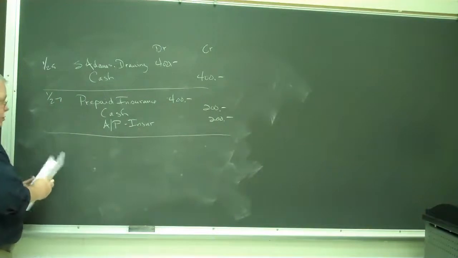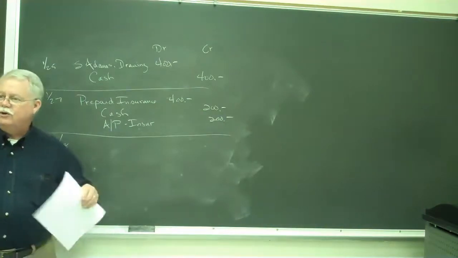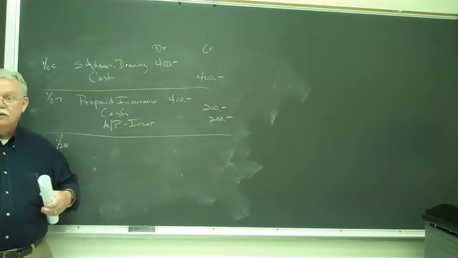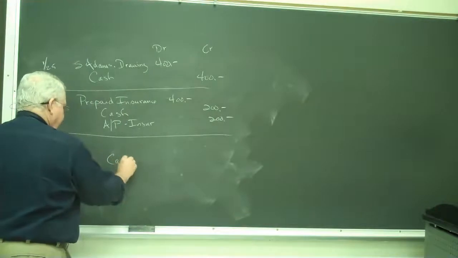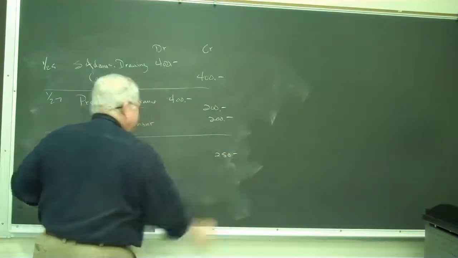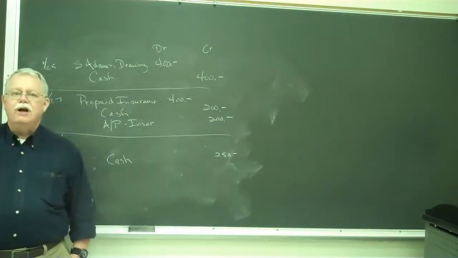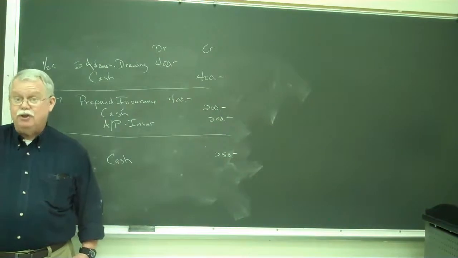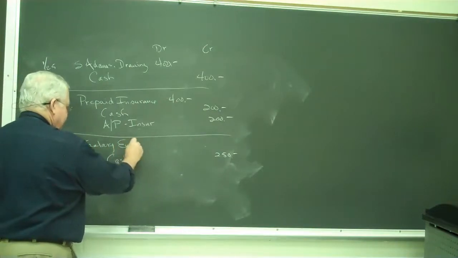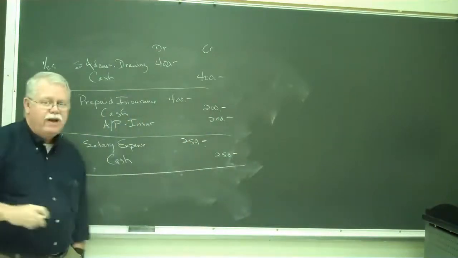Sam pays his employee John $250 in salary. What's the first thing you know? What do you pay him? Cash. So you know the credit's going to be cash. How much was it? $250. And what kind of debit can we match up to that? Salary. Salary's what? Payable? Expense. Salary's expense when we incur it. So we'll call that salary's expense. And those are all the entries I made up for today.